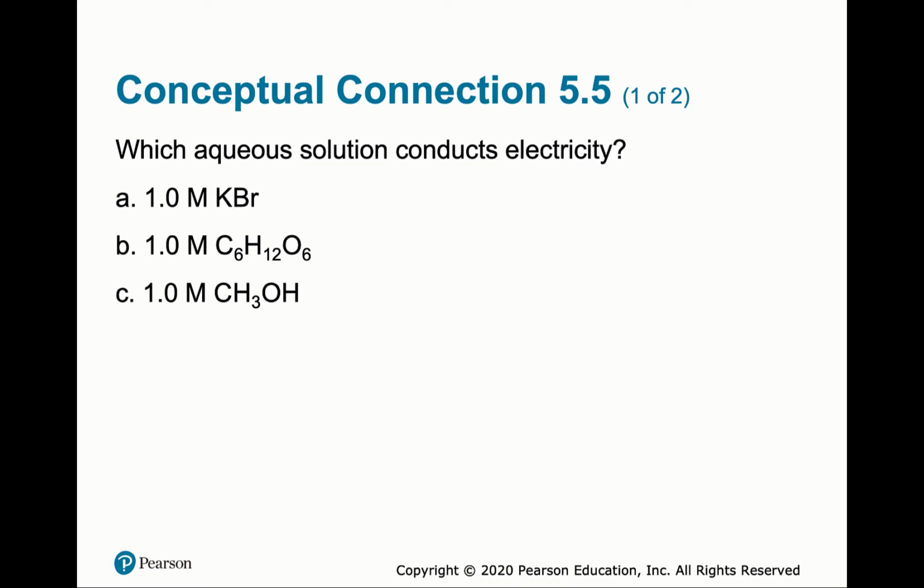So which one of these solutions conducts electricity well? The answer is the ionic solution, potassium bromide. B is glucose, that's another sugar. And then methanol. Actually, methanol is a worse conductor than water. So water would be a very weak electrolyte solution. I know it's probably saying a weak acid, but that's not a weak acid.